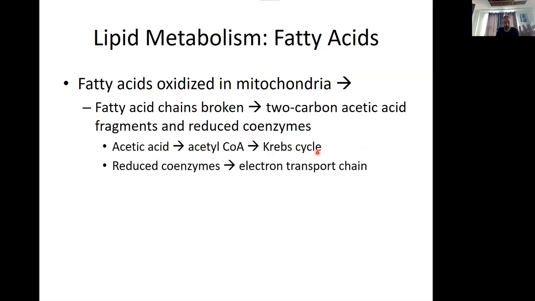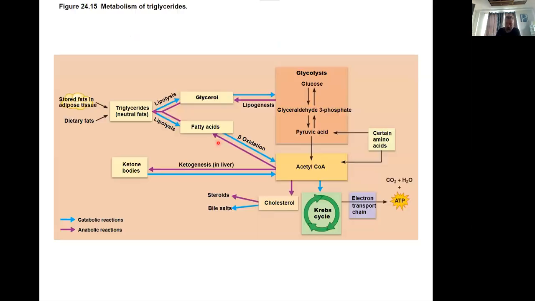The fatty acid pathway, on the other hand, this is where life is a little bit more complicated. We take the fatty acids, we break them down into little chunks. Essentially, what we end up doing is you make a bunch of little acetic acids out of one fatty acid. You convert each of those acetic acids into acetyl coenzyme A, that middleman. Then we can toss that in the Krebs cycle.